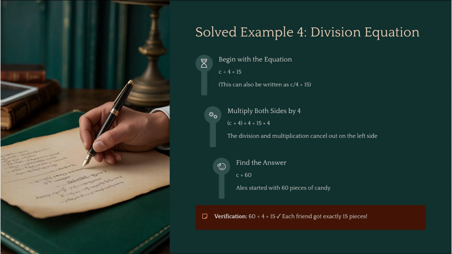To solve the fraction C over 4 equals 15, we use the inverse of division, multiplication. We multiply both sides by 4. On the left, the 4s cancel, leaving C. On the right, 15 times 4 is 60. The solution is C equals 60. He started with 60 pieces of candy.